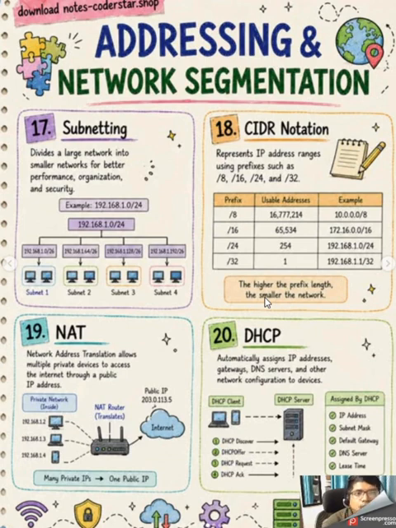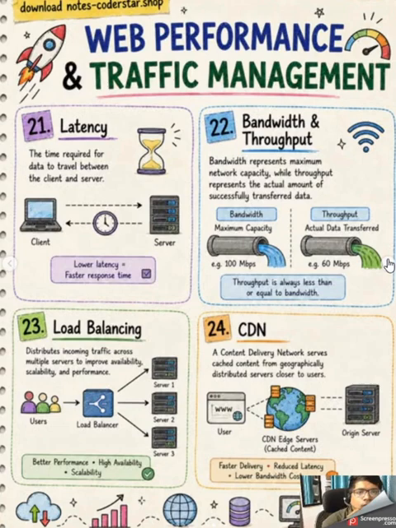And we have NAT, network address translation, which allows multiple private devices to access the internet through a public IP address. And we have DHCP, which automatically assigns IP addresses, gateways, DNS servers, and other network configuration to devices. And we have latency, the time required for data to travel between client and server.